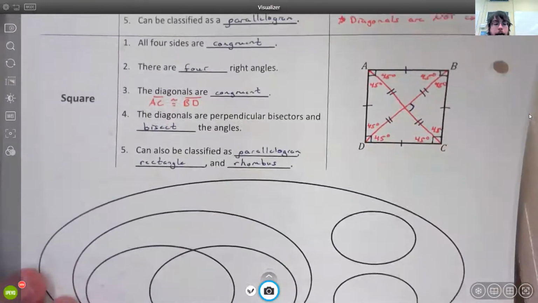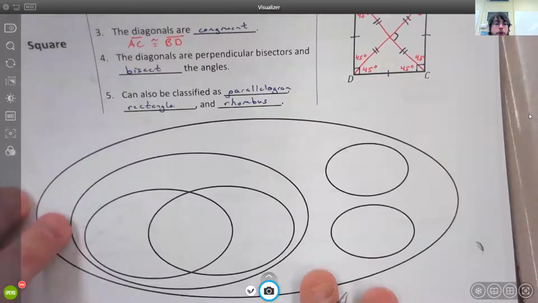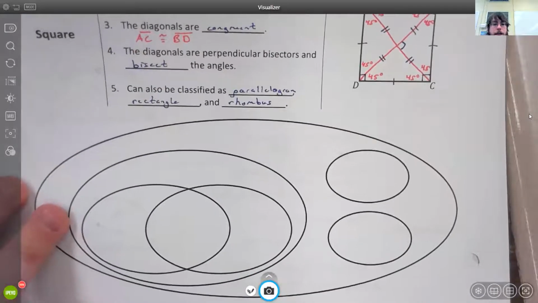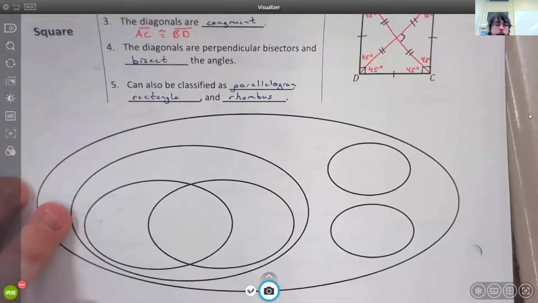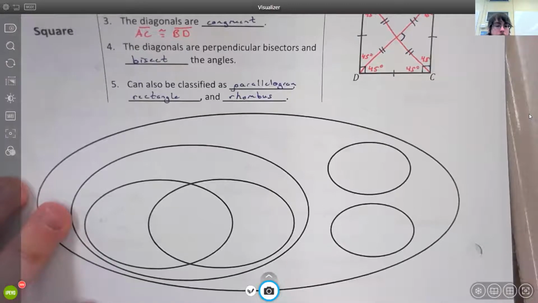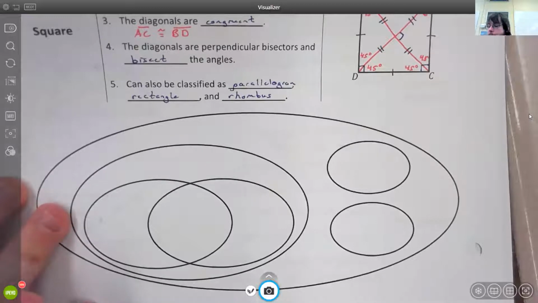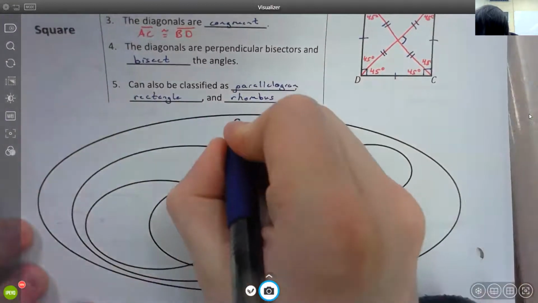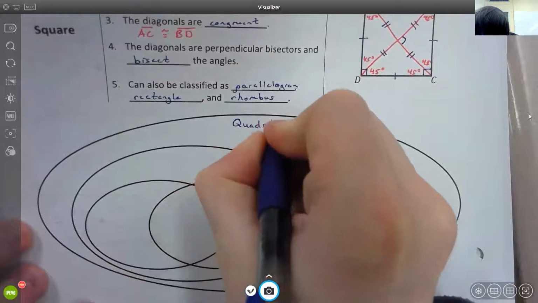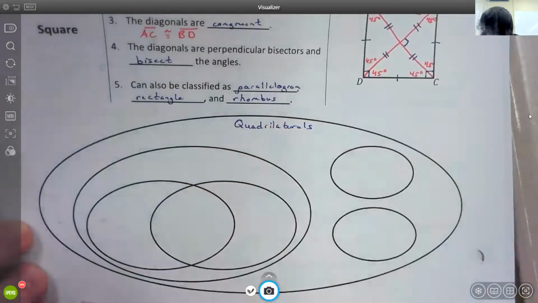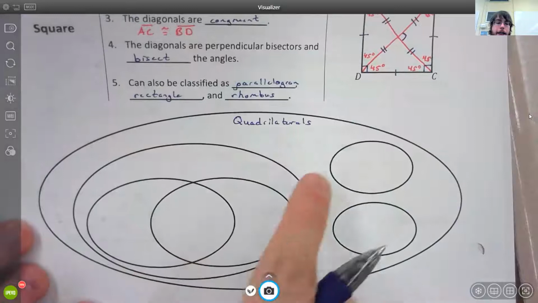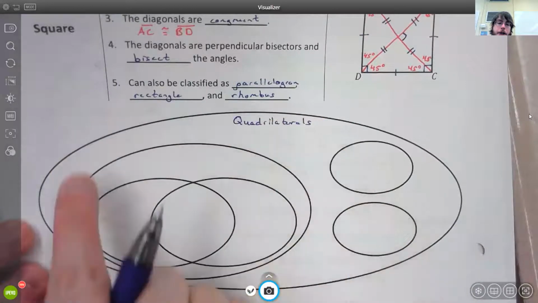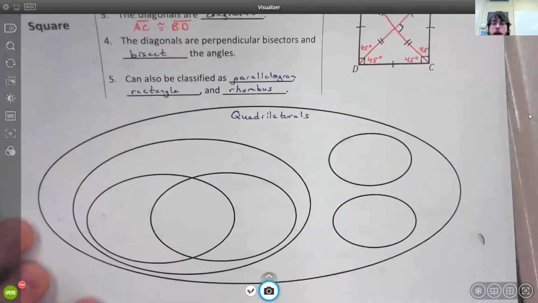So this Venn diagram here is basically a summary of how these can be classified. So if you find out that something can be a square, for instance, you know that it has to be everything else as it gets to higher levels. So our first big bubble here, this is all of the quadrilaterals. So this is any 4-sided shape. Any 4-sided shape goes in this big circle, okay?